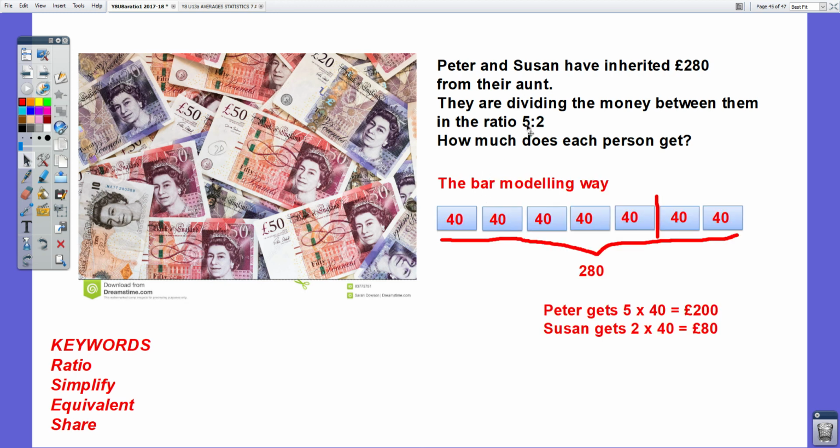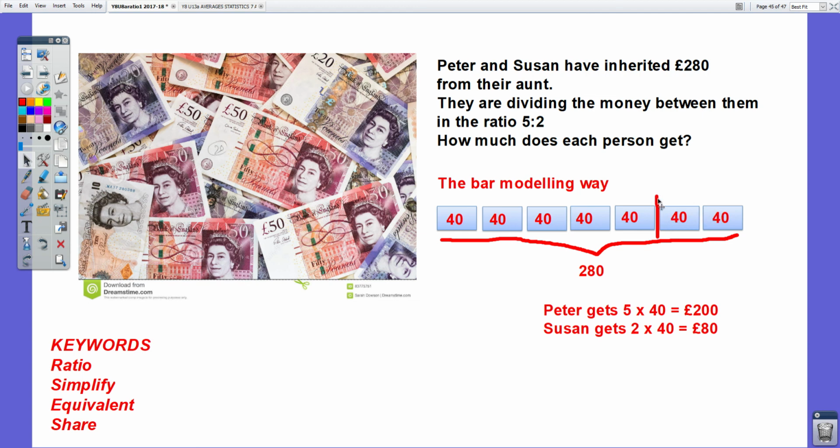We are sharing the money in the ratio 5 to 2. 5 and 2 makes 7 in all. So we want 7 bars in our bar model. 1, 2, 3, 4, 5, 6, 7. And it's got to total £280. So how many 7s go into 280? What's 280 shared by 7? It's 40. So we can write 40 into each of these bars. 40, 40, 40, 40, 40, 40, 40.